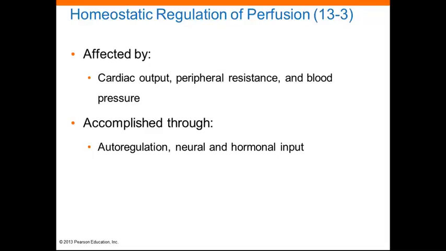This next section looks at the homeostatic mechanisms that regulate cardiovascular activity to ensure tissue perfusion. Three factors influence tissue blood flow: cardiac output, peripheral resistance, and blood pressure. The mechanisms involved in regulation of cardiovascular function include autoregulation, neural, and hormonal input.